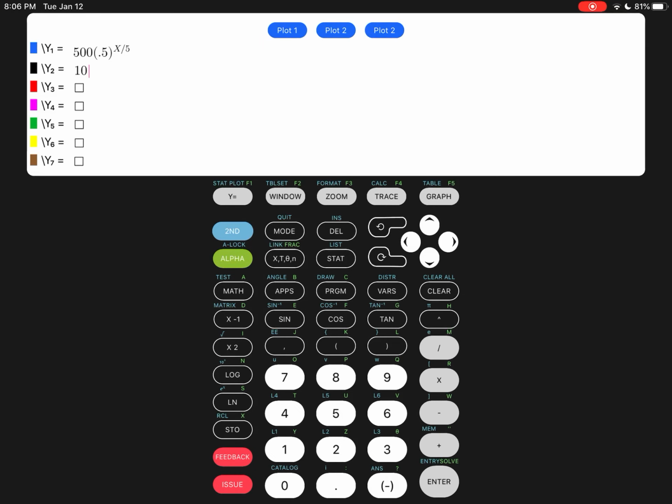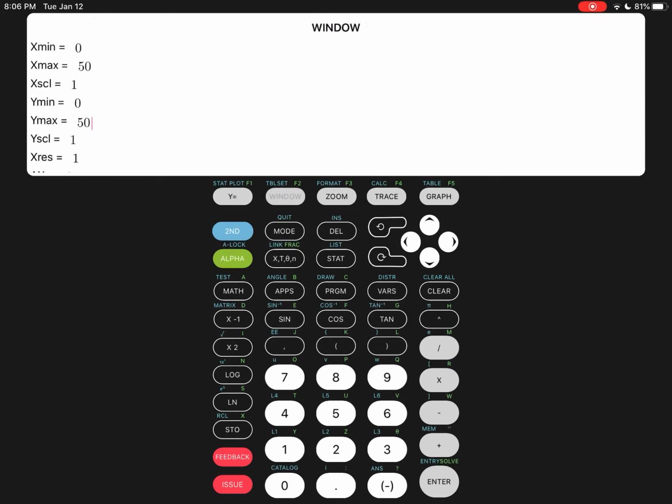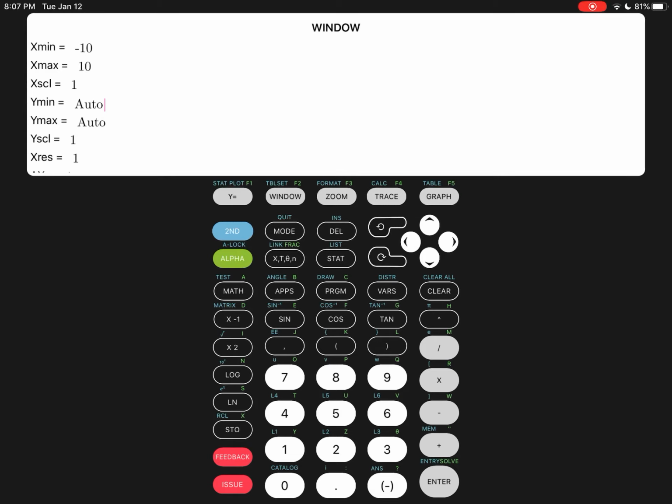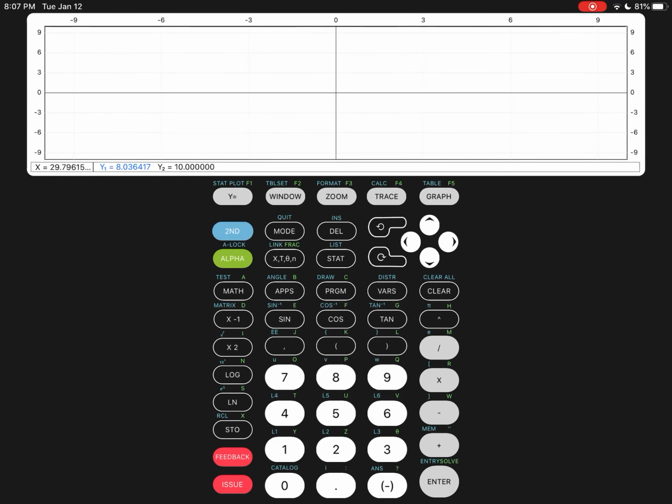So let's go ahead and take a look. We'll go to the calculator. So in the calculator, I go ahead and I type both of these in. Y equals 500 times 0.5 to the x divided by 5, and then y equals 10. So initially, if we go to our graph, this is likely our normal window, negative 10 to 10. All right, our normal window, nothing's really happening here. What are we going to do with this?